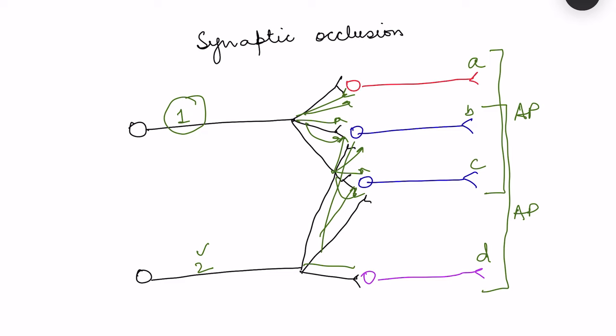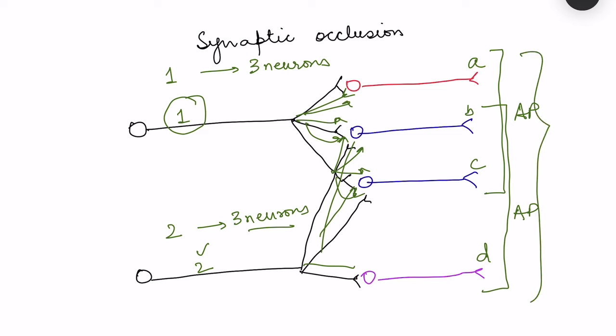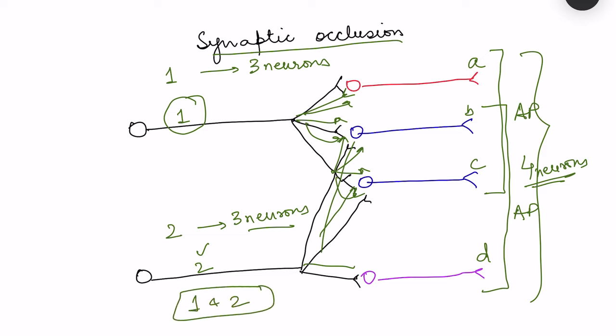So if you see, stimulation of the first neuron leads to action potential in three neurons, okay? On the other hand, stimulation of the second neuron also leads to action potential in three neurons, right? But if we stimulate both of the neurons simultaneously, then action potential occurs in how many neurons? Yes, there are only four neurons, right? So there will be action potential in all of the neurons, that is four neurons. So synaptic occlusion is when 1 and 2 are stimulated simultaneously, then the effect is less than the stimulation of 1 and 2 separately.